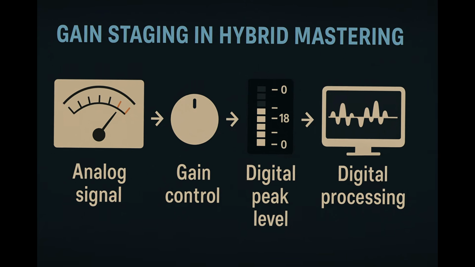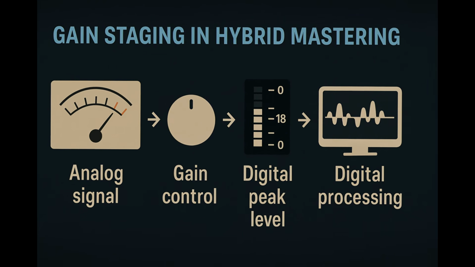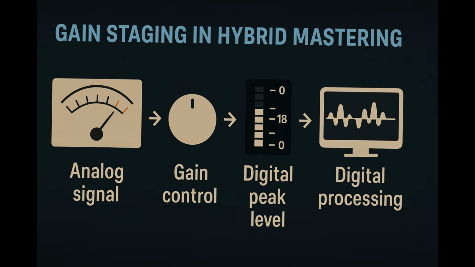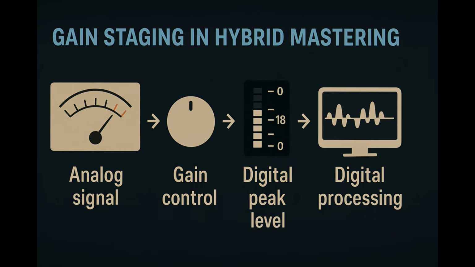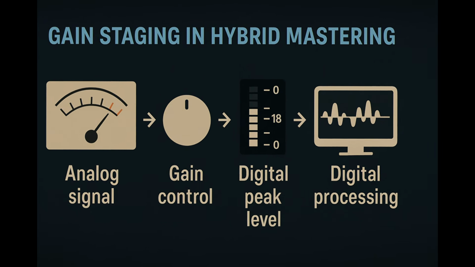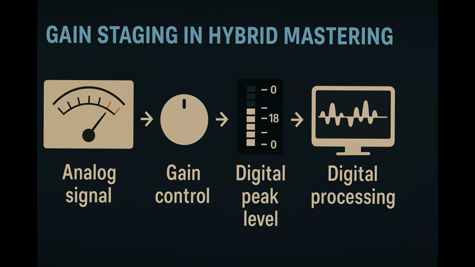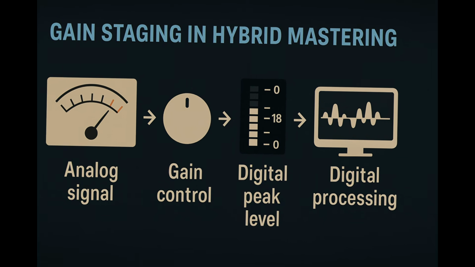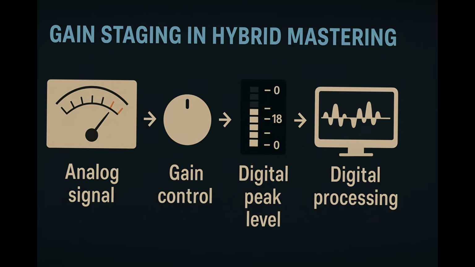Gain staging in hybrid mastering. If you are sending audio to analog gear, you need to trim digital levels down before conversion. Pushing analog gear too hard may cause pleasant saturation or nasty overload. Sending levels that are too hot into analog results in poor signal-to-noise ratio and a lifeless sound.